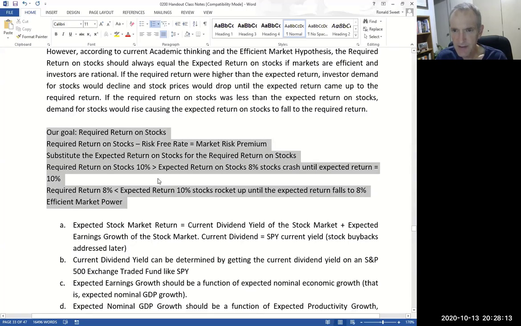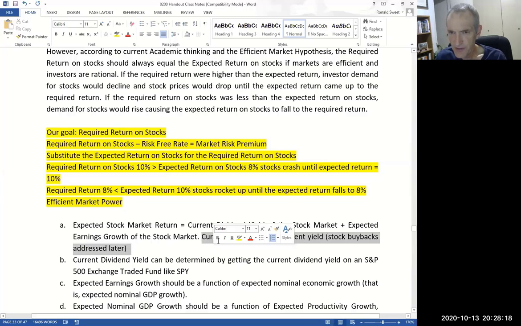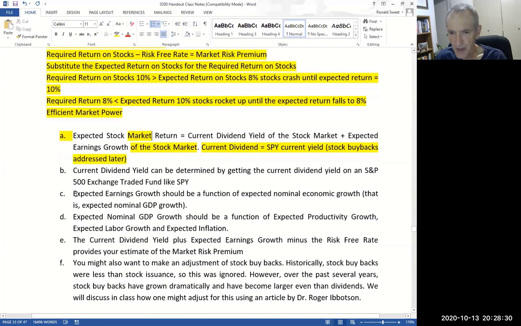Let me highlight the stuff that I'm adding to the notes here. So the current dividend yield is easy. So the question is, how do we get this expected earnings growth of the stock market? We're not focusing on your company at all here. So the expected earnings growth should be a function of expected economic growth. They should be very similar.